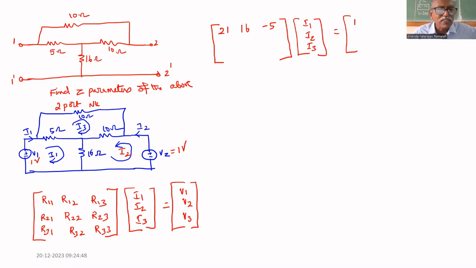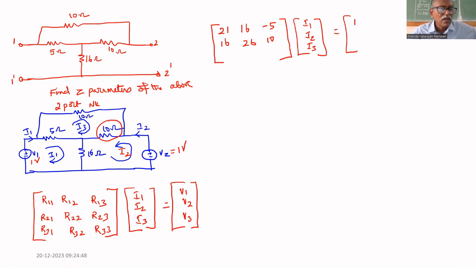Second loop, what is the sum of the resistances? R22 is 26. Common to 1 and 2, the current direction is the same. That's why 16. Common to 2 and 3 is 10 ohm. What is the direction of current? Same direction, I2 and I3 through the 10 ohm. That's why plus 10.